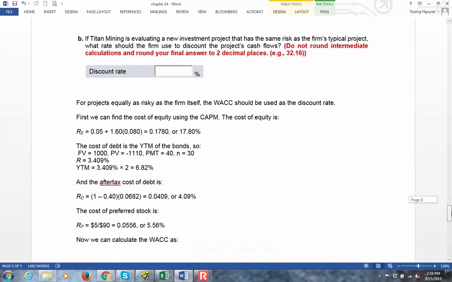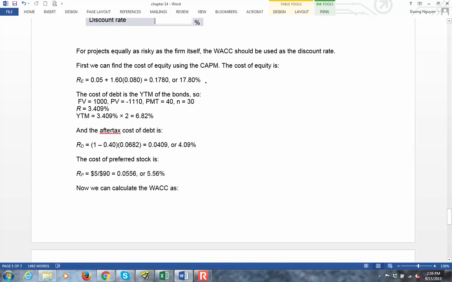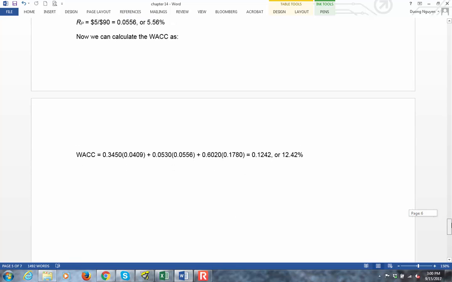Okay. Calculate the discount rate, which is the cost of capital. So first, find out the cost of equity using the CAPM. Risk-free rate 5%, beta 1.6, market risk premium 8%, so cost of equity is 17.8%. Find out the cost of debt using the calculator. You get yield to maturity 6.82%, after tax would be 4.09%, and the cost of preferred stock, which is the dividend over price, so 5 over 90 equals 5.56%. Now you should be able to calculate the cost of capital, which is equal to 12.42%.